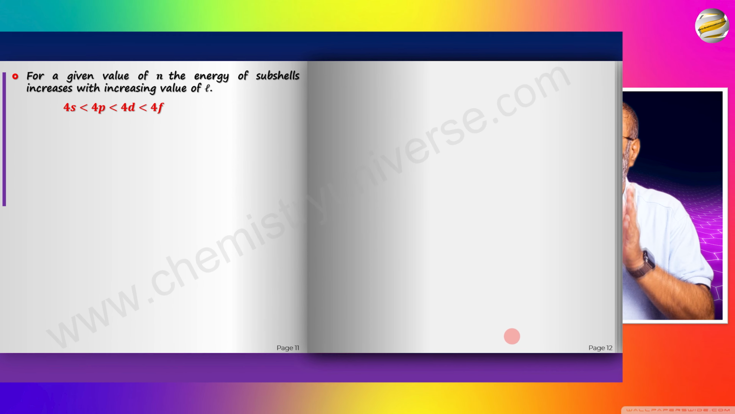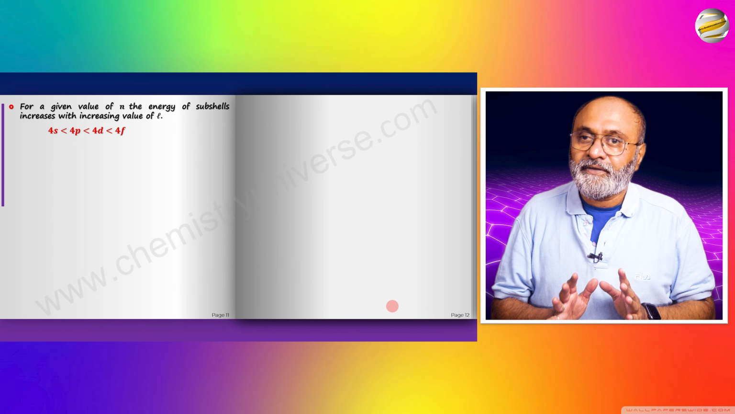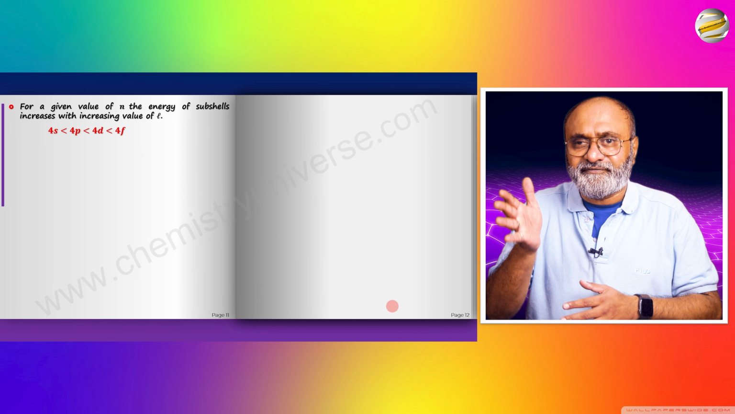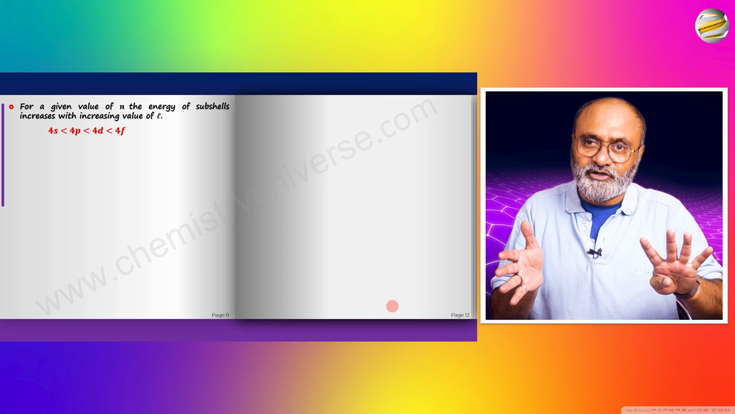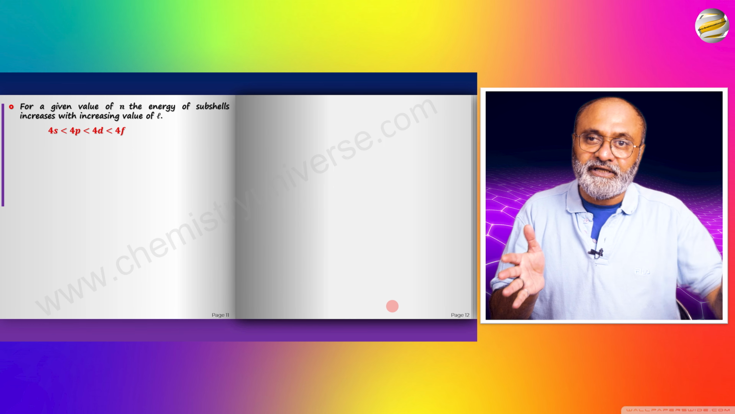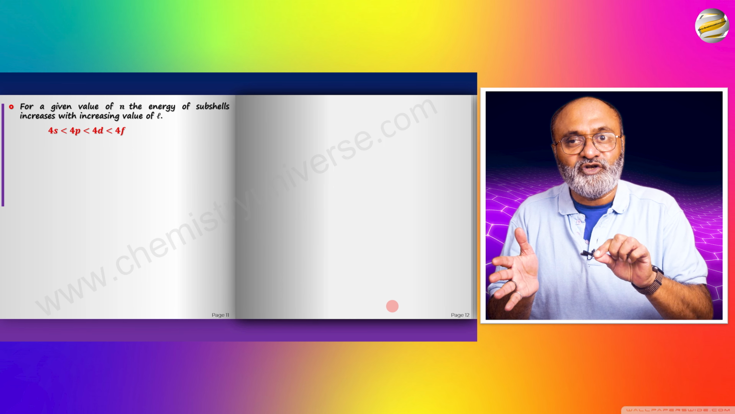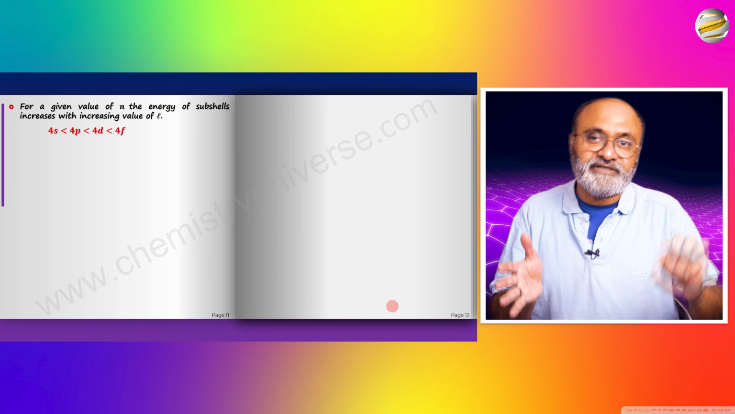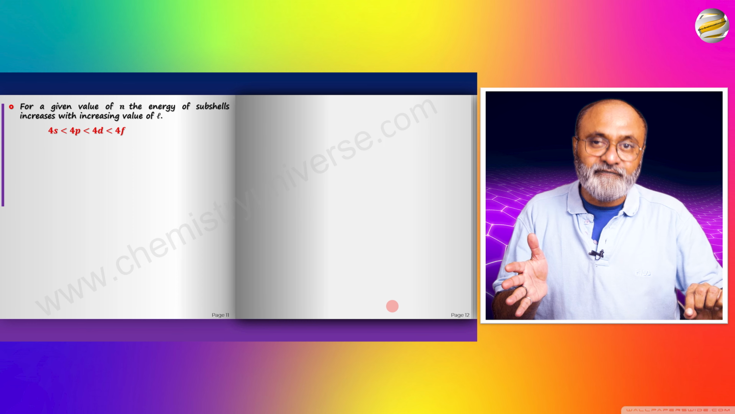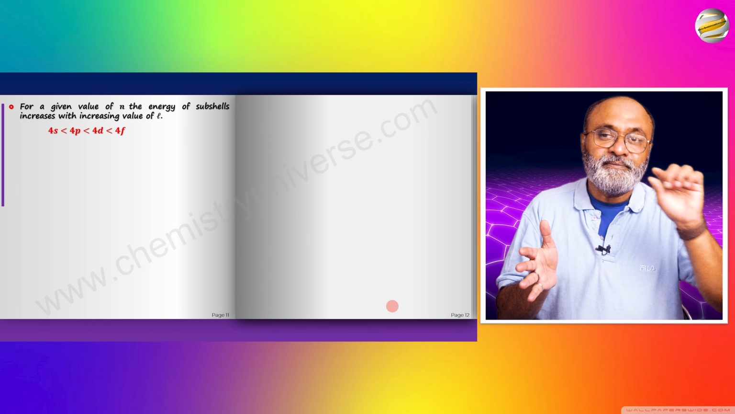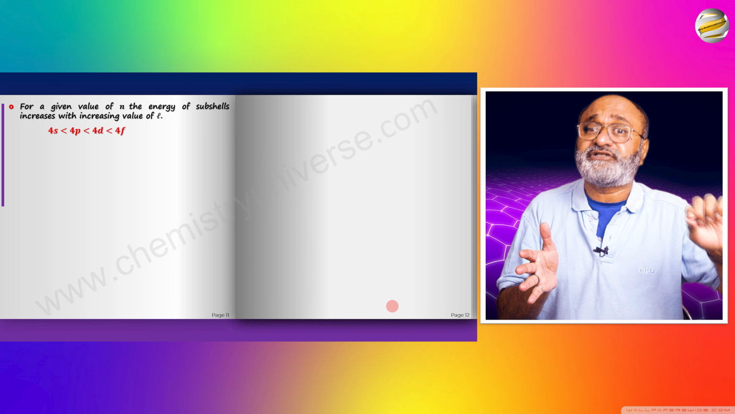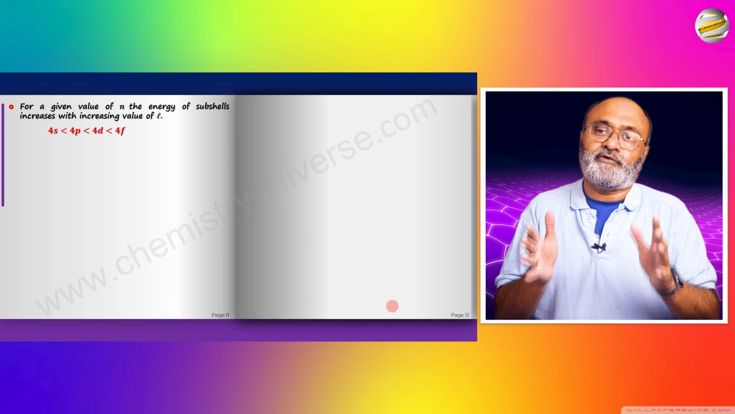Now, for elements other than hydrogen, remember this is very important. For elements other than hydrogen, for a given value of n, you have various values of L. Remember, if n is 4, there are 4 values of L: 0, 1, 2, 3. So the L equal to 0 subshell will have lower energy than the L equal to 1 subshell. L equal to 1 will have lower energy than L equal to 2. L equal to 2 will have lower energy than L equal to 3. Meaning s will have lower energy than p, p will have lower energy than d, d will have lower energy than f for a given value of n.